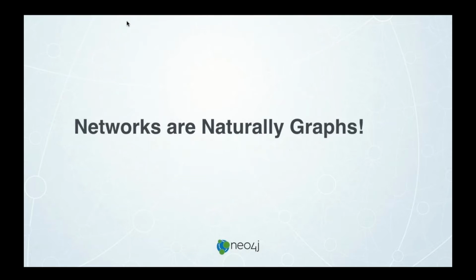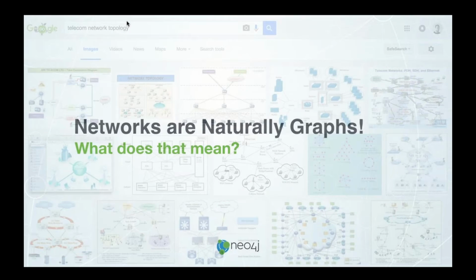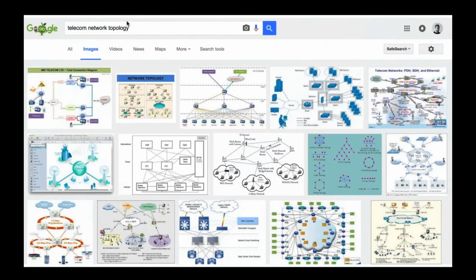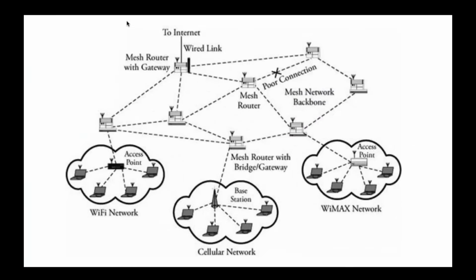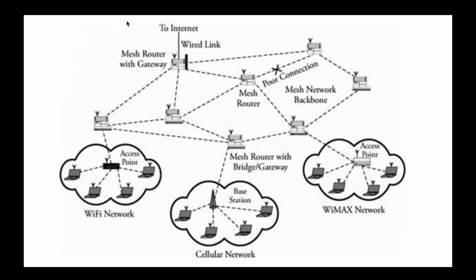First of all, the interesting thing with networks is that networks are basically naturally graphs. And what does that mean? Well, when we say that networks are graphs, we mean that networks by default are entities that are connected, right? So if you do a quick search on network topology, for example, you basically end up with a display of a bunch of graphs. And if we zoom in on one of them, which seems to be a mesh network of some sort with routers and gateways, etc., it would be very easy to translate the model into a graph in Neo4j.